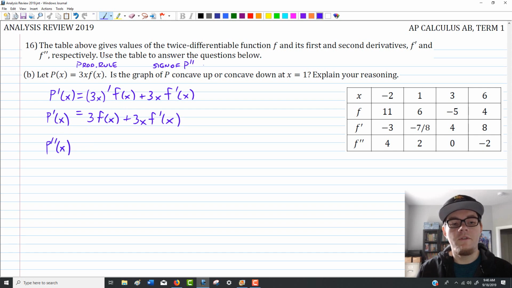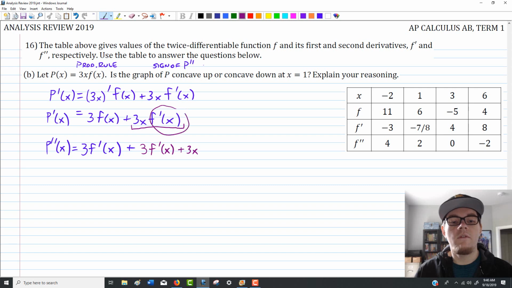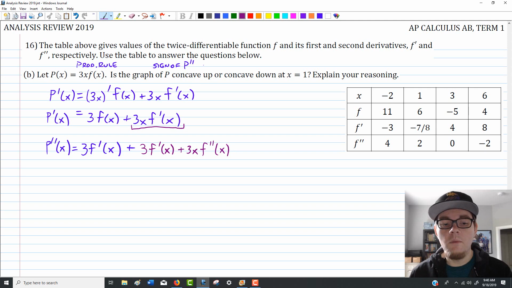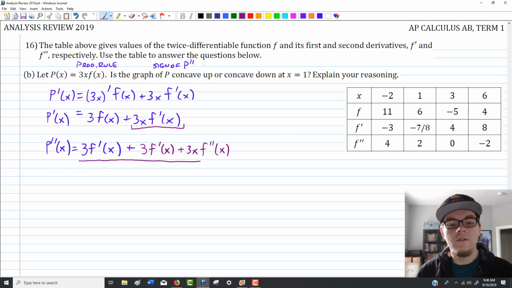So when we do the second derivative here, some of these terms are easier. The first one, for instance, 3f of x, that's just a scalar property. The derivative will be 3f prime of x. For the next one, though, this one is going to itself require the product rule as well. We had another product rule nestled in there. So this will be the derivative of 3x times f prime of x, plus 3x times the derivative of f prime of x. And the derivative of f prime of x is the second derivative, f double prime of x. So this is our second derivative.